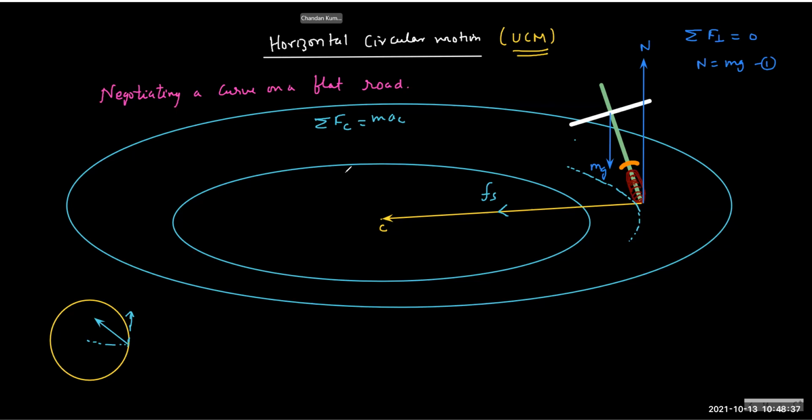Because mu s mg also depends upon a variable. So, Fs is equal to m v square by r, where r is the radius of curvature. The only equation here is Fs equals m v square by r. Pretty straightforward.